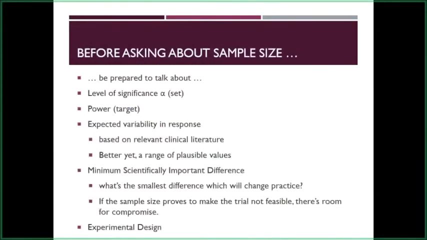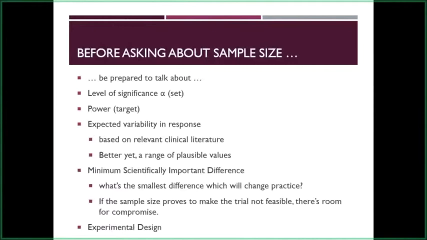So before you ask about sample size, you now know you need to be prepared to talk about the level of significance alpha, what kind of power you want to target, what variability there is in your response. And that could come from the relevant literature, but it would be even better to have a range of plausible values so that you can really do a sensitivity analysis to see, if I'm wrong, how much is it going to impact my sample size? You should be prepared to talk about the minimum scientifically important difference. And if that sample size proves to make the trial not feasible, then there may be ways that you can compromise by fiddling with some of these other tuning parameters.